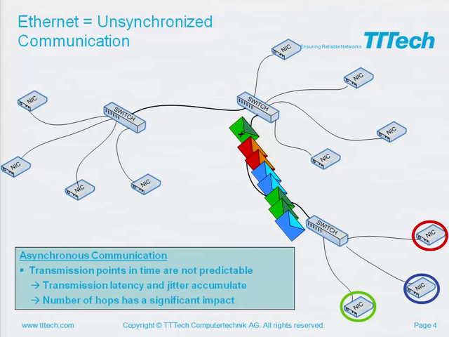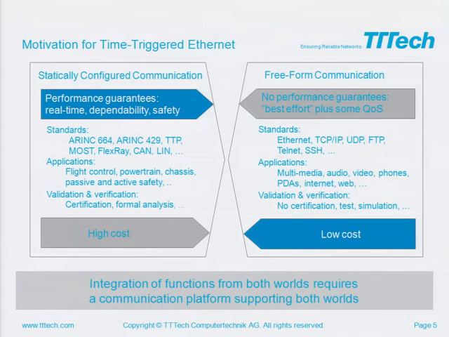This can be handled by standard Ethernet features like prioritization or bandwidth limitation per port at the Ethernet switch itself, but we have no deterministic behavior at all. So what was the idea behind this time-triggered Ethernet technology we have established? The idea was that we have, on the one hand, statically configured communication. This means we have performance guarantees, we have a real-time behavior which can be used for safety-critical applications.